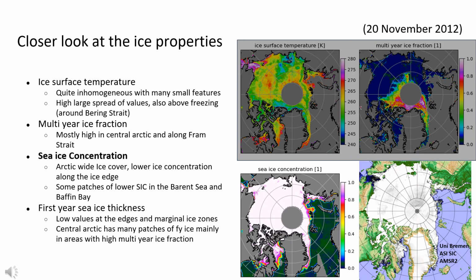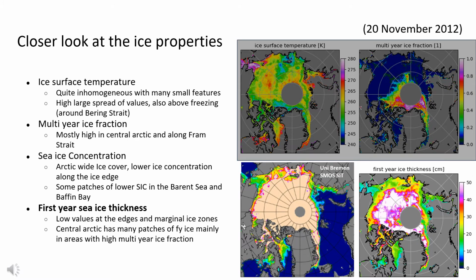Comparing the first-year ice thickness map with the University of Bremen's SMOS ice thickness product, you can see that the values are quite low, especially in the marginal ice zones, and also patchy in the center, where there's higher multi-year ice concentration, thus lower first-year ice fraction, which could influence the results of the retrieval here.